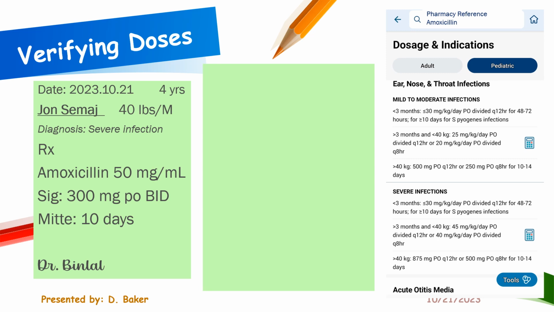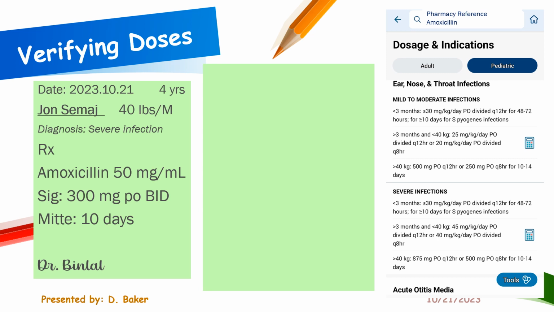So here you have a prescription on the left and you have your pharmacy reference on the right. Now this reference is specific for amoxicillin, and we're looking at, say, ear, nose, and throat infection, and you have information here for mild to moderate infection or severe infection.